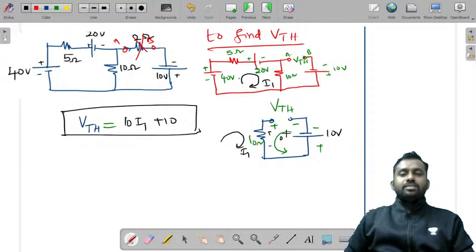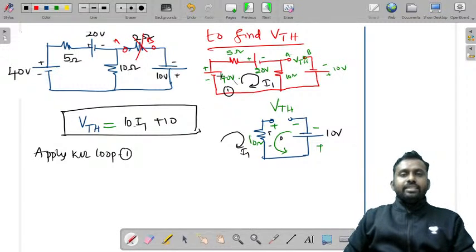Apply just KVL in this. So VTH is 10 into I1 plus 10. So that's the value of VTH. But do you know the value of I1? No. So you need to apply KVL in this first loop. So apply KVL in loop 1. Let us call this loop 1.